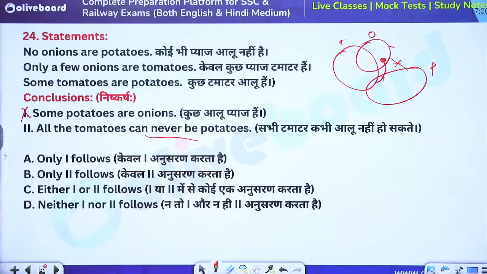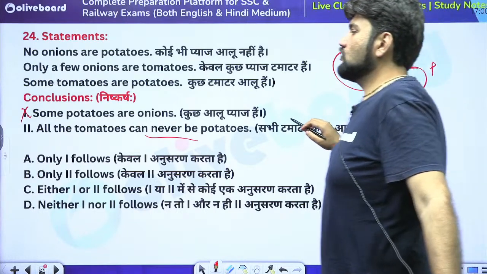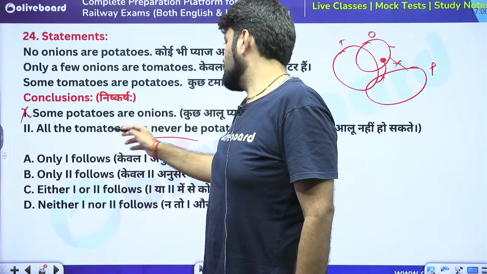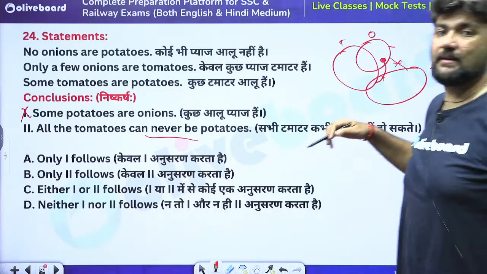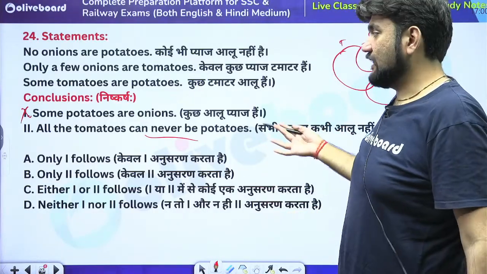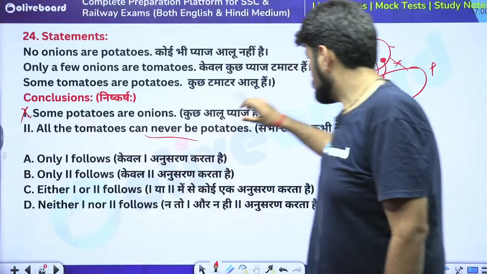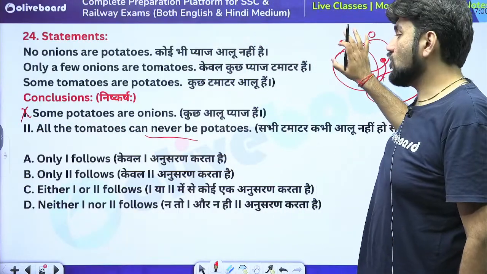A lot of people will feel that no, this is not right. A lot of people, when they approach with can never, they convert this into no. They feel that no tomatoes can be potatoes and then they reject it. They say no, this is not right. Always remember, can never is like a caution. This is trying to warn you that all tomatoes, even if they want to, cannot be a part of potatoes.